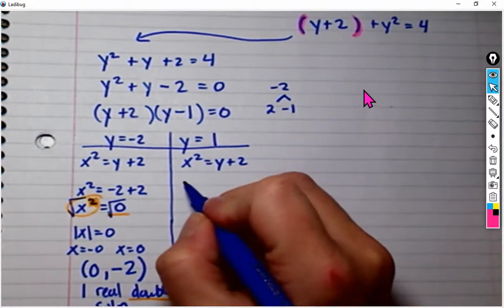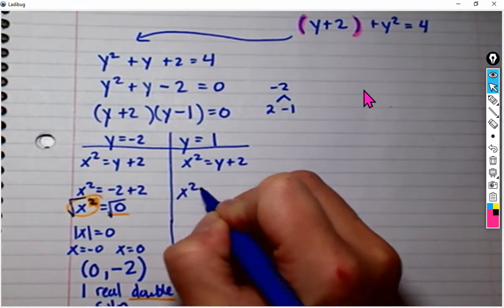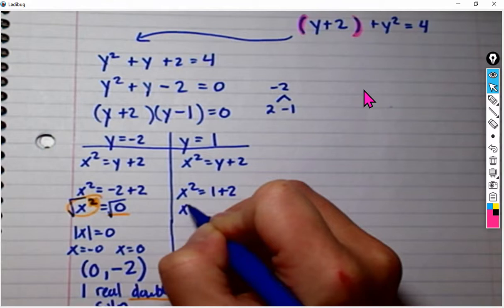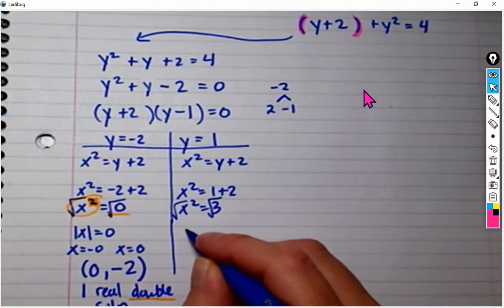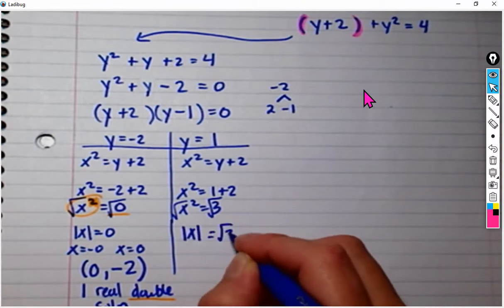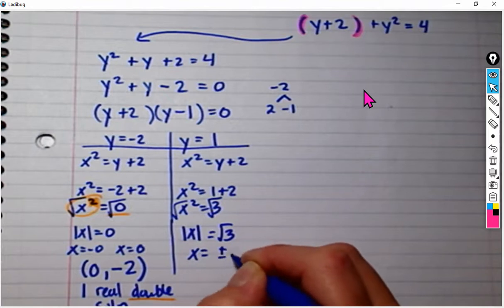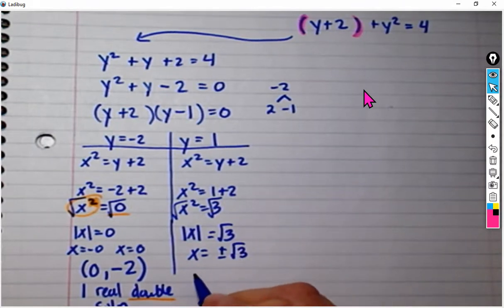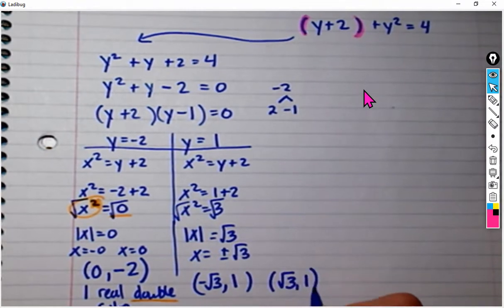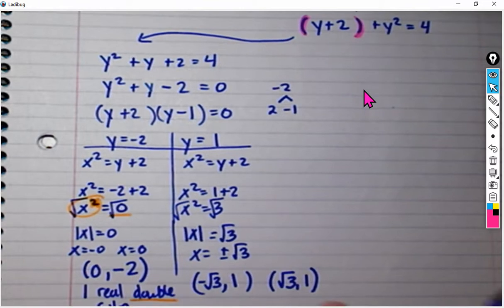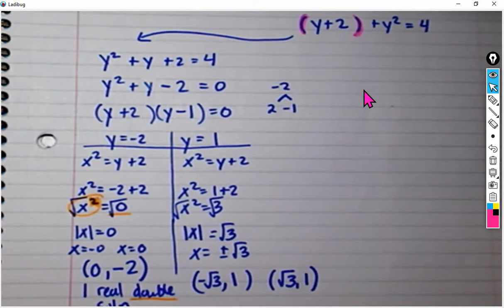Okay, let's find the other coordinate. x squared equals 3, so when I square root, okay, I get x equals plus and minus root 3. Oh, okay, so I can do it. Negative root 3 comma 1, positive root 3 comma 1. So this time I have 1, 2, 3 solutions. This is just 2 real solutions because I got 2 different points.